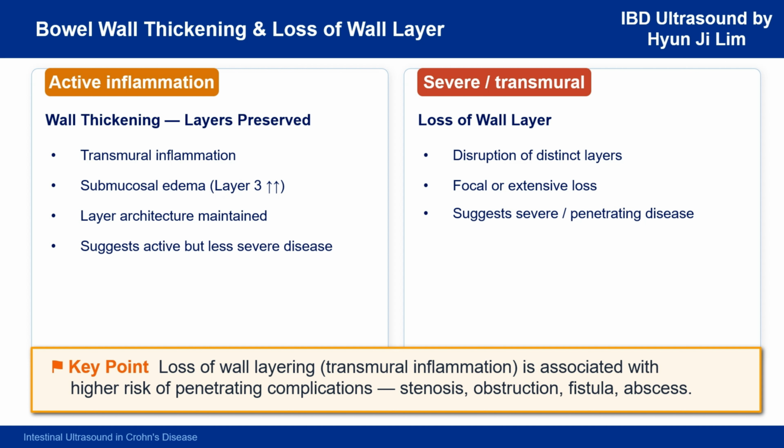On the other hand, loss of wall stratification, where the distinct layered pattern breaks down, indicates severe inflammation. This can be focal or extensive. This is a critical distinction in Crohn's disease. Loss of wall layering is associated with a significantly higher risk of penetrating complications, such as fistula and abscess formation.